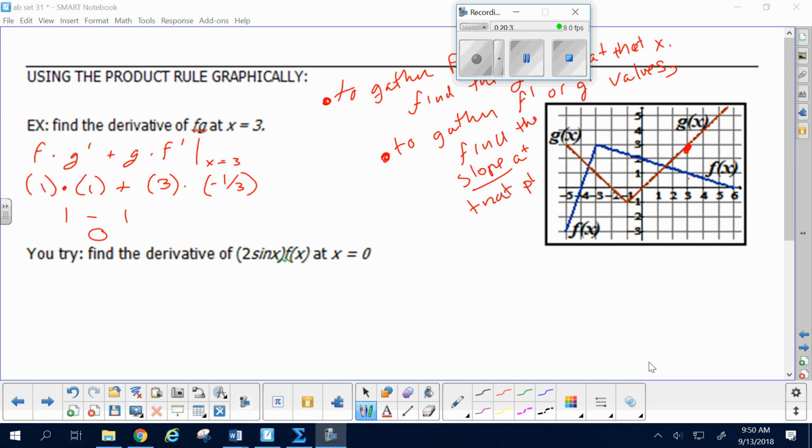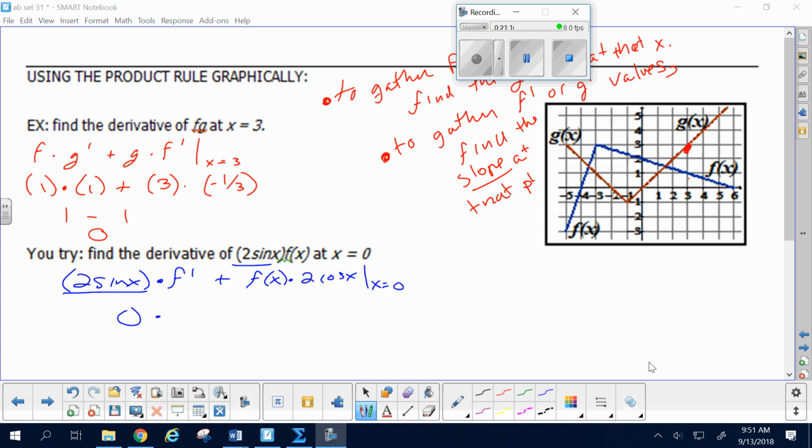Okay, let's talk here. So the derivative would be: first stays the same. So what's 2 sine x stays? 2 sine x. Derivative of the second is f prime. Plus second stays the same, f of x, times derivative of the first. What's the derivative of 2 sine x? 2 cosine of x. At x equals 0, plug it in. 2 sine of 0. What's 2 sine of 0?